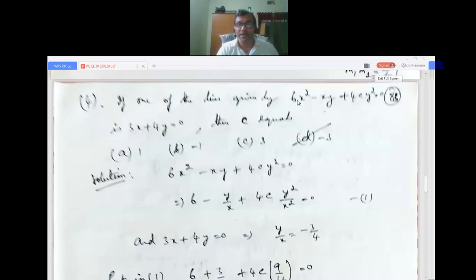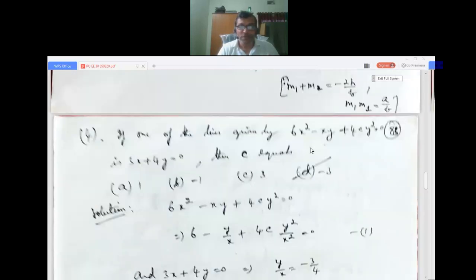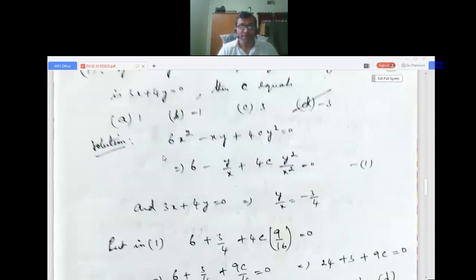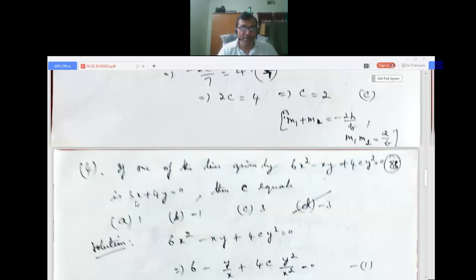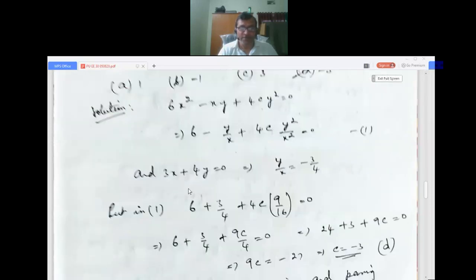Once again I repeat, if one of the lines given by 6x squared minus xy plus 4cy squared equals 0 is 3x plus 4y equals 0, then c equals: a 1, b minus 1, c 3, d minus 3. Okay, one of the lines, so there are two lines, this is a pair of straight lines. Okay, 6x squared minus xy plus 4cy squared equals 0. One of the lines is given by 3x plus 4y equals 0, that I have written here, and this I have divided throughout by x squared. I'll tell you why.